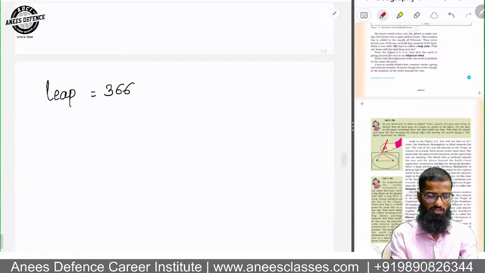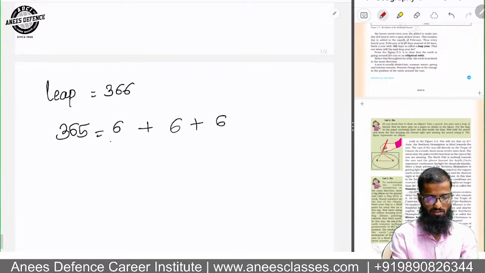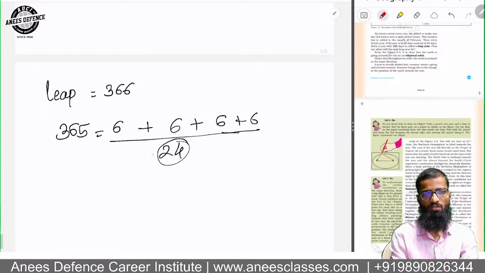366 days. Remember that Earth takes 365 days plus 6 hours extra every year. So after 4 years, the calculated amount is 24 hours. So it will be added after every 3 years.